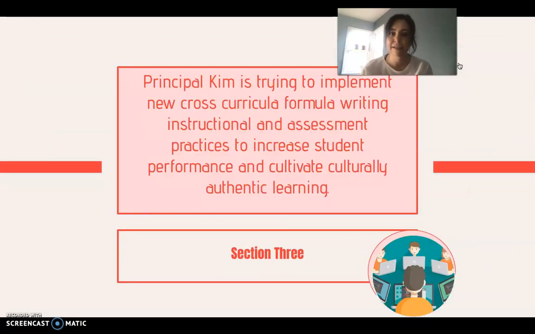So trying to summarize our whole issue here, the whole little case scenario, into one sentence. I have Principal Kim is trying to implement new cross-curricular formula writing, instructional, and assessment practices to increase student performance and cultivate culturally authentic learning.